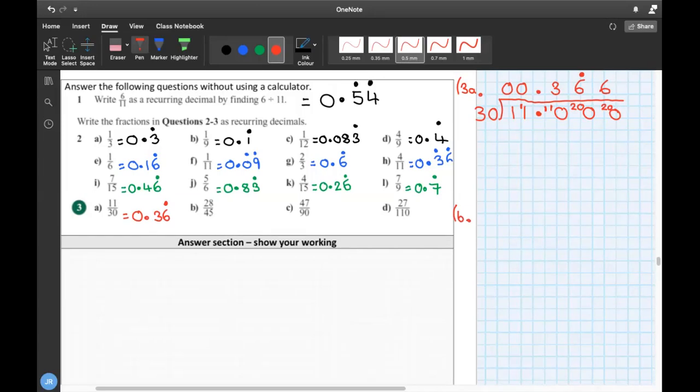Okay, next, B. We've got 28 divided by 45. So the number we're dividing is 28. And the number we're dividing that by is 45. So here you want your 45 times table in your head. To make things a little easier for myself, I'm just going to write down the first few digits in the 45 times table. 90, 135.